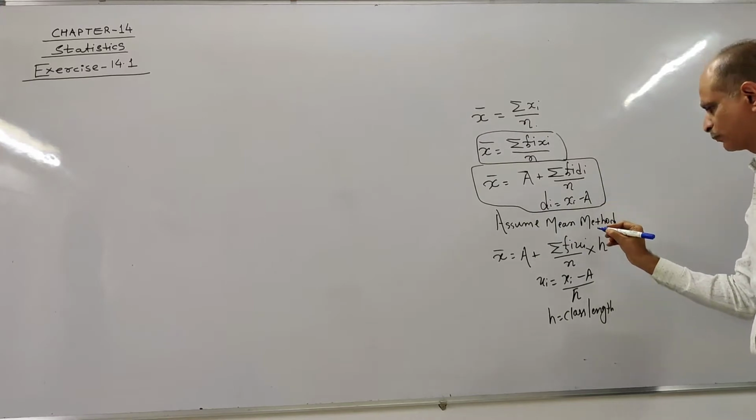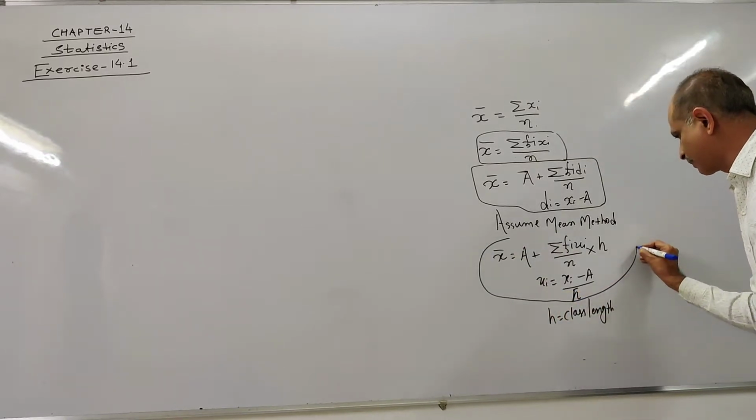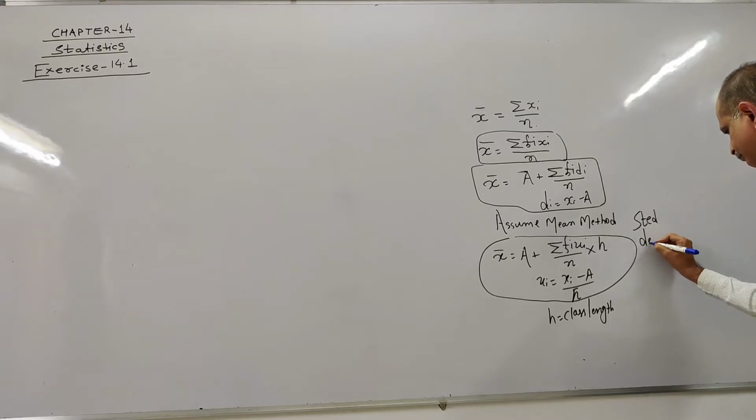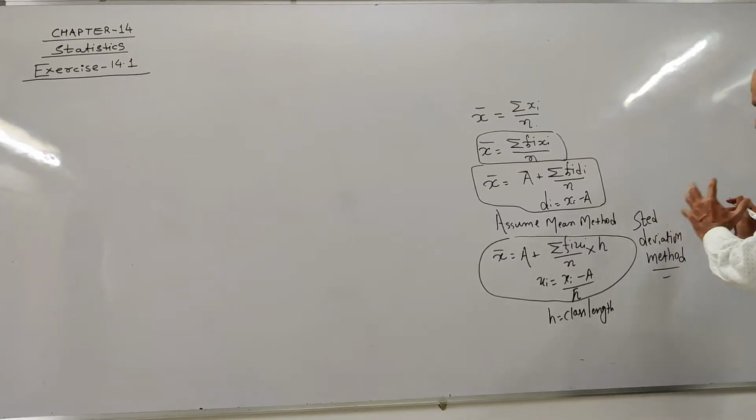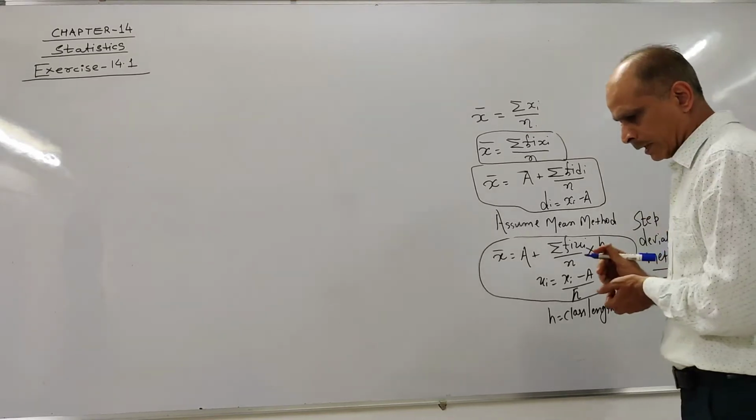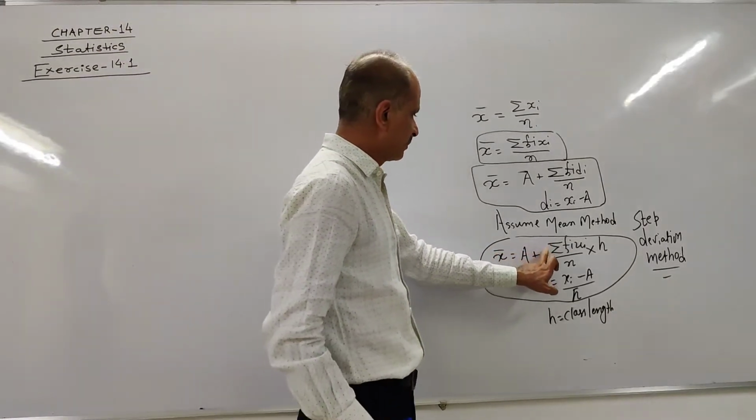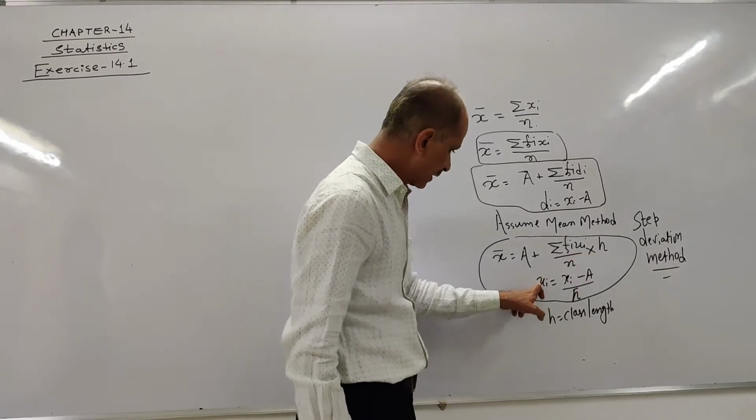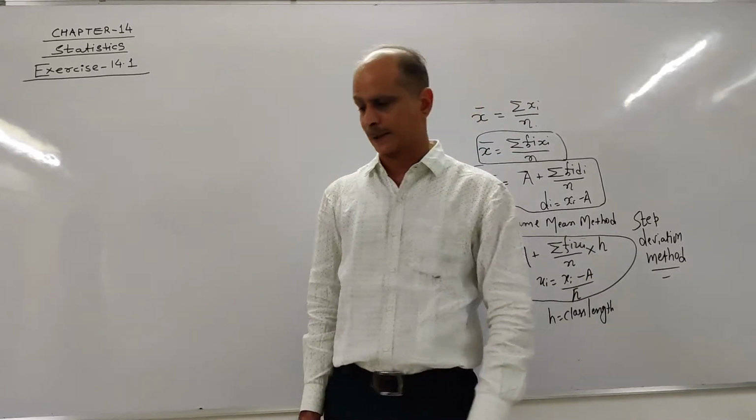But when an example is very complicated, the values are also very high, at that time you can use this method, and this method is known as step deviation method. So in most of these examples we will use step deviation method. X bar is equal to a plus sigma fi ui upon n into h, where ui is equal to xi minus a upon h, where h is equal to class length.